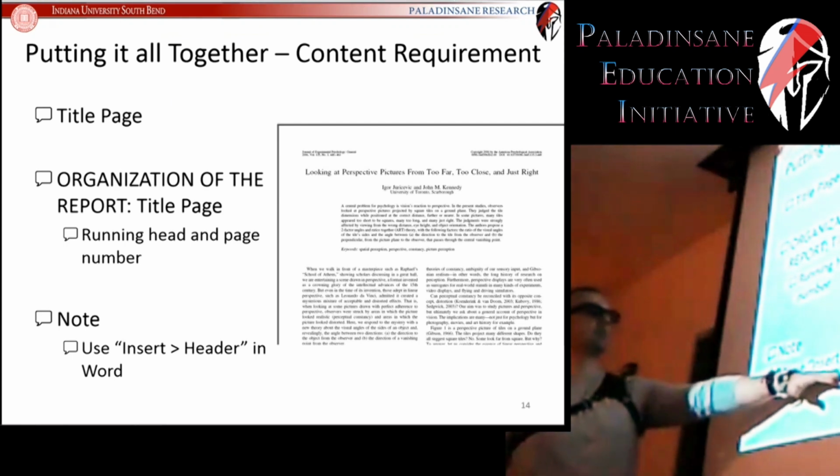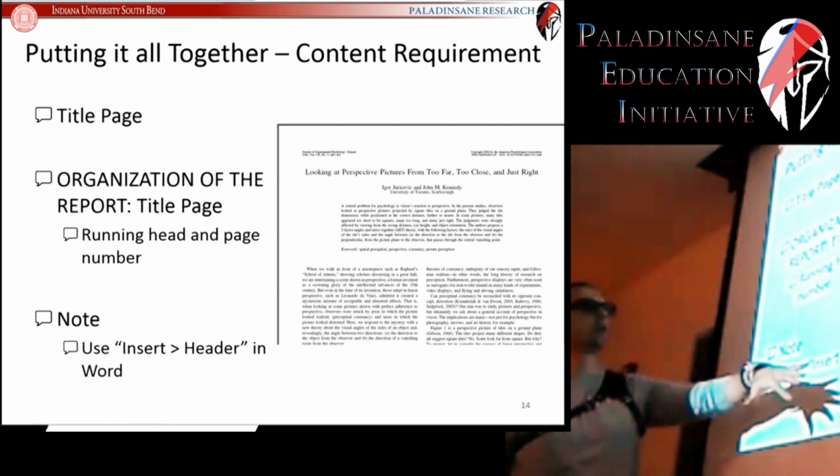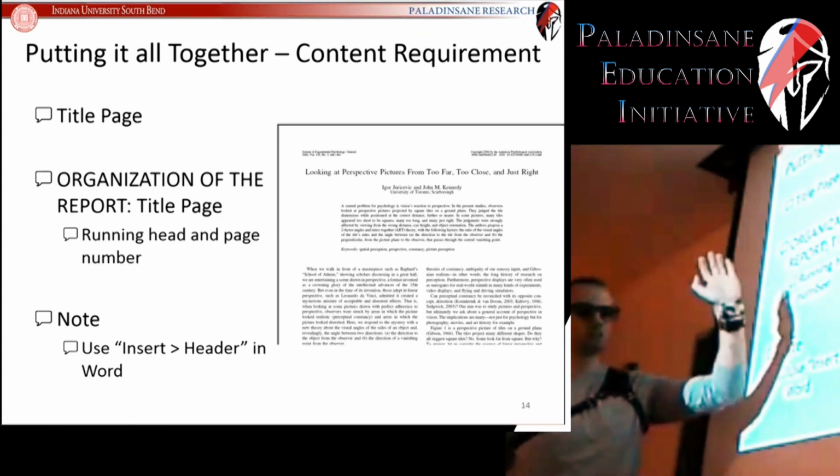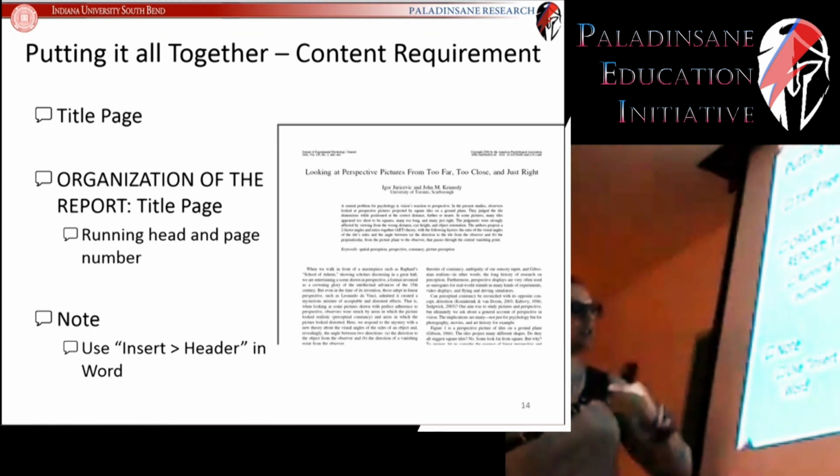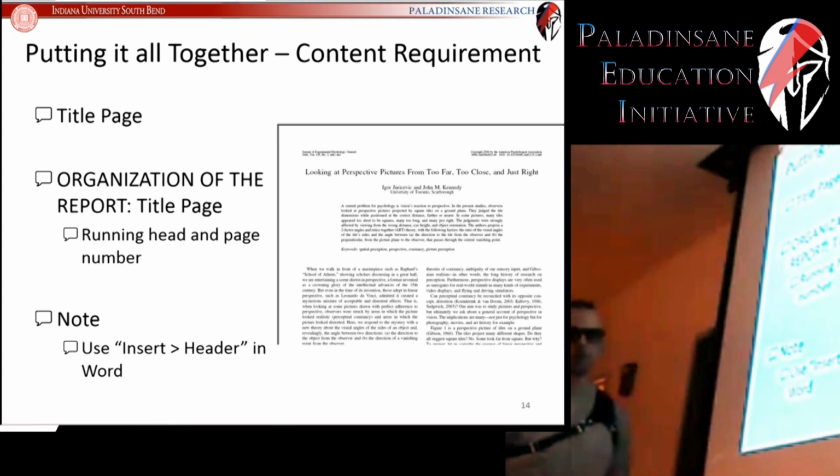So this is my kind of tip. Use that insert header feature in Word. If you don't know how to use it, there's tons of tutorials and resources online where you can watch how to do that. So make sure that you do that for your running head and your page number.